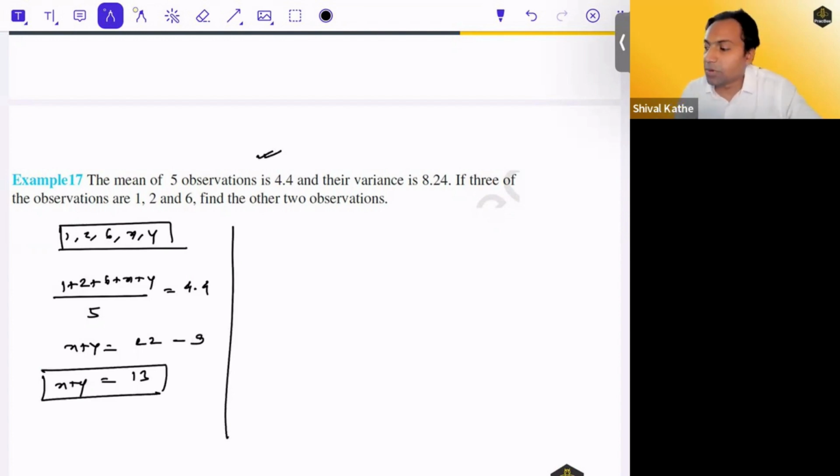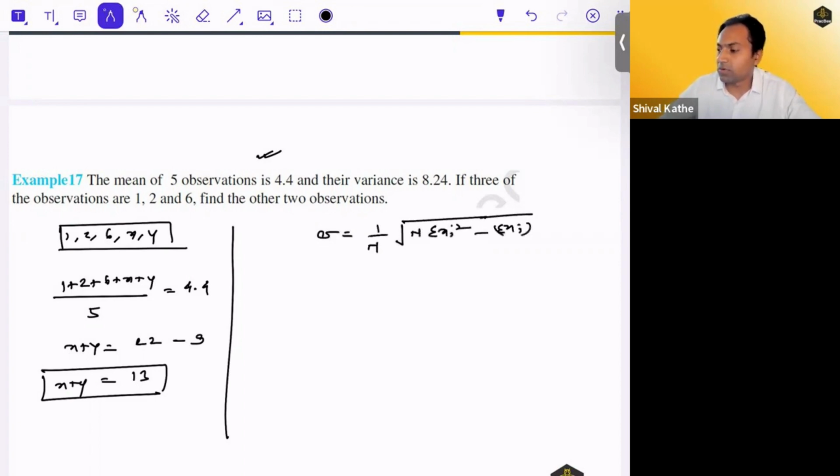Now their variance is 8.24. So we don't directly use variance, we use sigma. So how will you find sigma? Sigma square is variance. Let us first write sigma. So your sigma is nothing but 1 by n, root of n times summation of xi square minus summation of xi whole square. Now from here the value of n you already know is 5.